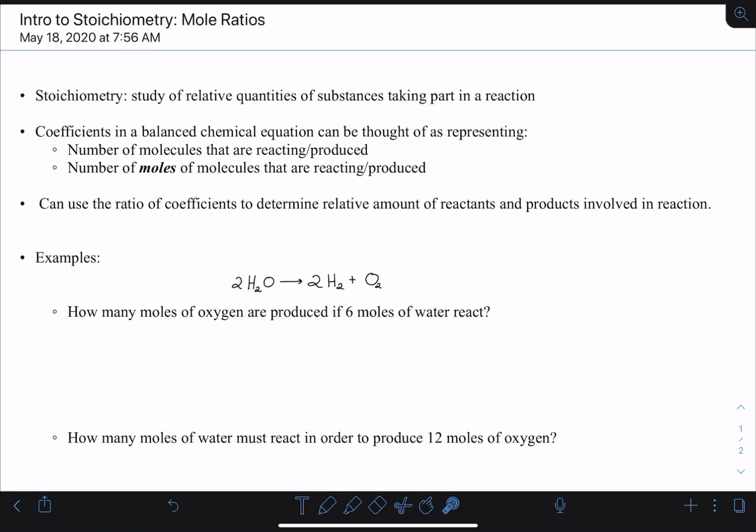So we're essentially taking our coefficients from our balanced reaction and using them as a conversion factor from moles of one substance to moles of a different substance. We're going to do a few different examples to see that in action.